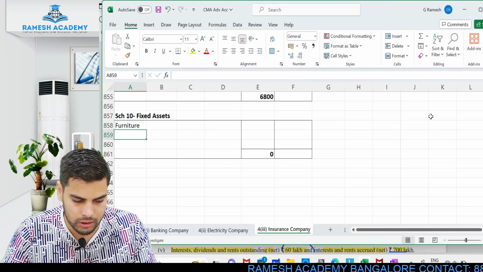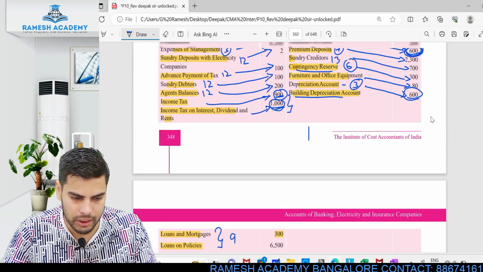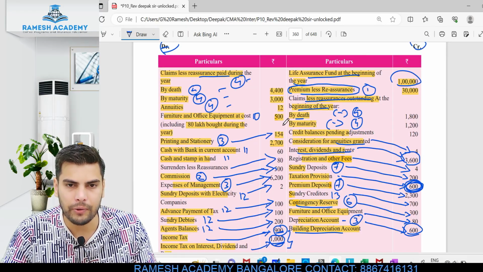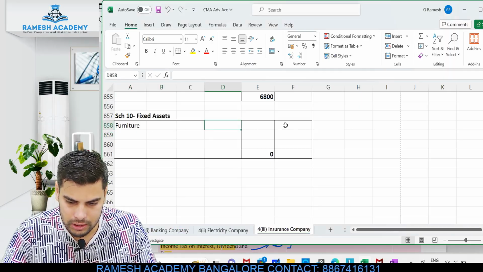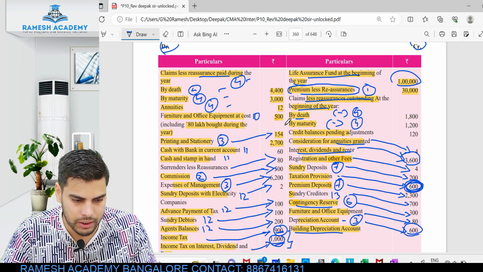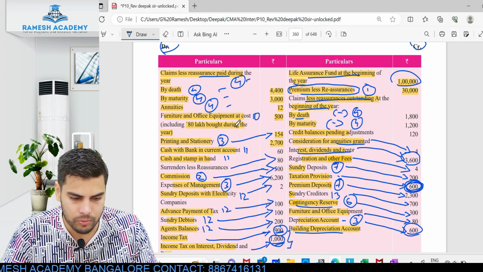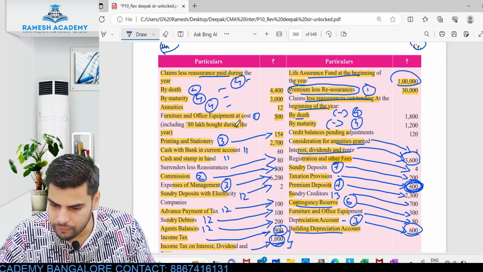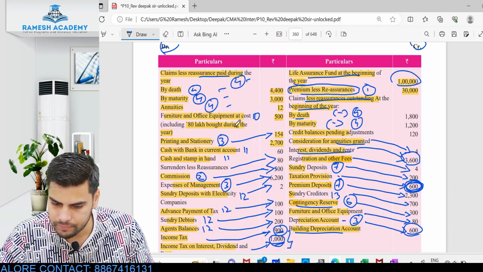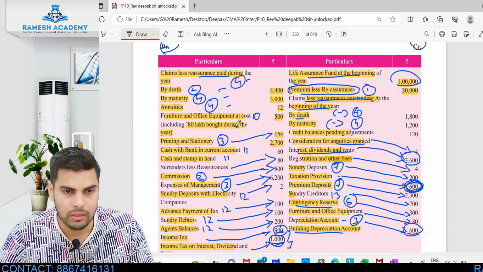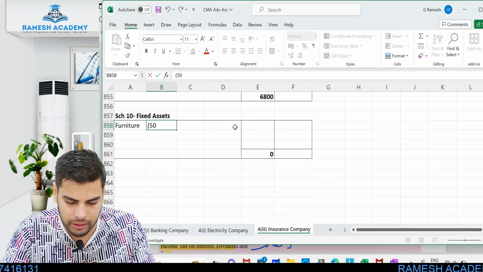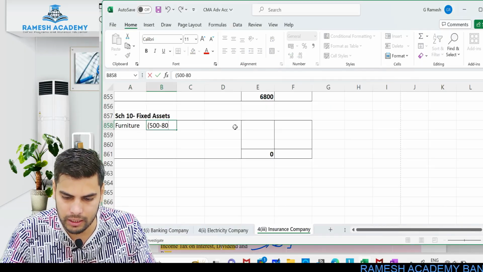So what about furniture? The value which has been given in your balance sheet, furniture it was 500. Are you guys able to see this? Out of this 500, they have given other information, including 80 lakh which was brought during the year. So if you eliminate 80, how much is the furniture at the beginning of the year? Yes, 420. So 500 minus 80, and 80 you will be showing separately.